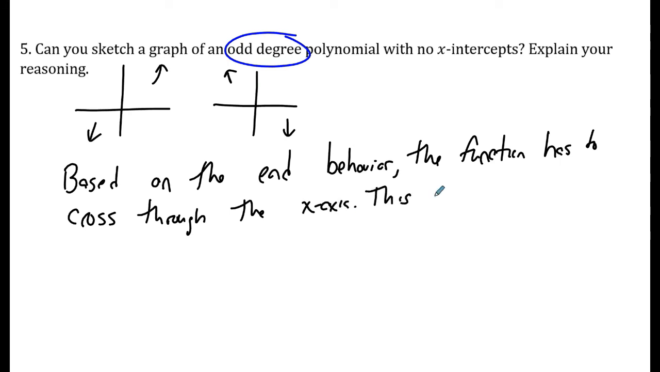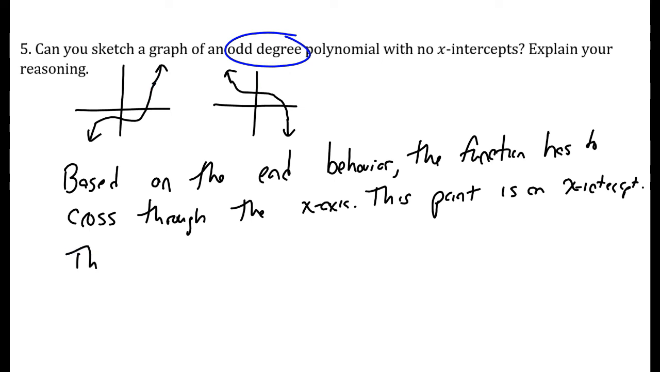This point is an x-intercept. That point is an x-intercept, regardless of what happens, as long as I resist it for as long as I want. At some point, I'm going to have to cross through the x-axis to have that end behavior.